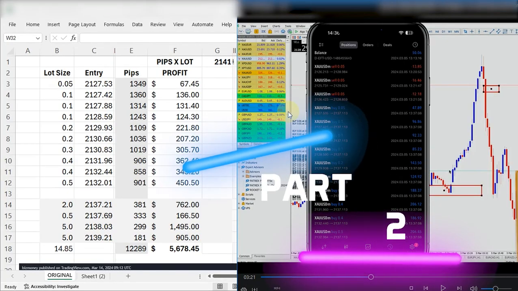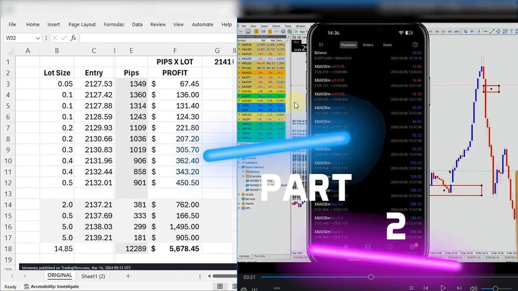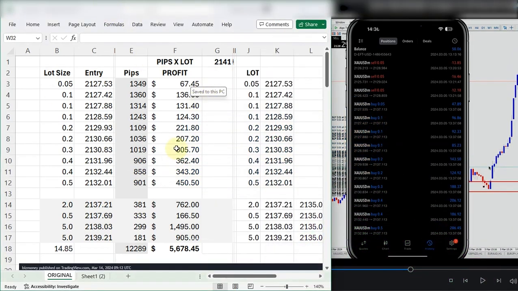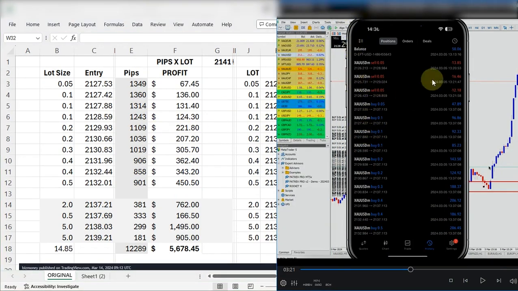So young man, let me explain what happened to your trade. If you look here, I have an Excel sheet where I computed your trade. Can you imagine that? But let's see. From the look of things here, I didn't bother about these ones here. I started from here. This first trade is 0.05. That is what you have here.